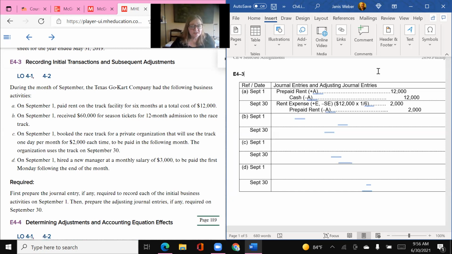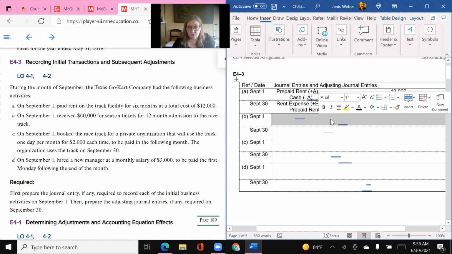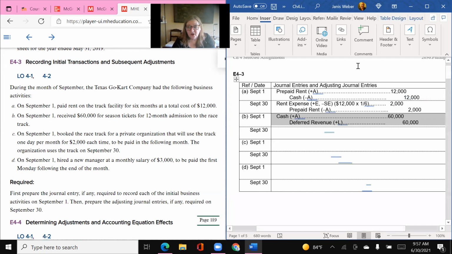Okay, so B. On September 1st, we received $60,000 for season tickets for 12-month admission to the racetrack. So obviously, when it tells you there's this long period of time, you're going to need to show it as unearned. We're a go-kart company, so we received this money in advance for 12 months of admission. So we're going to show it as unearned when we record it initially. They call it deferred revenue, which is exactly the same thing. Unearned revenue and deferred revenue are the same thing.